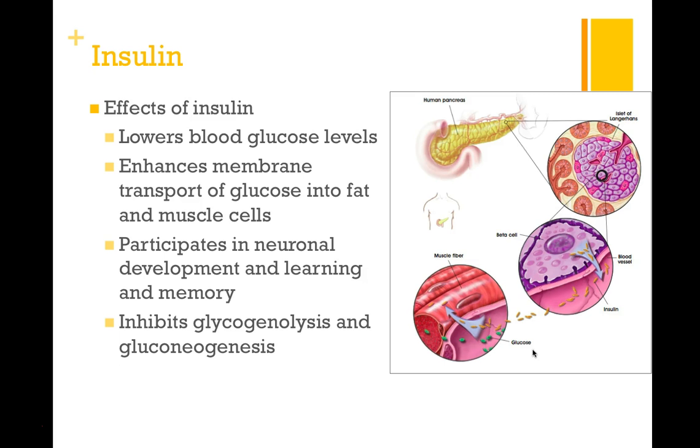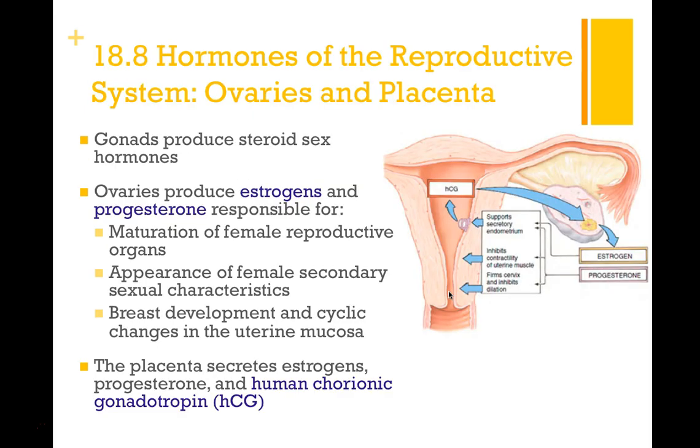It will also enhance membrane transport of glucose into fat and into our muscles. So you could see this glucose moving into our muscle fibers, and it will also participate in neuronal development and learning and memory. It will inhibit those processes we just discussed that glucagon promotes, that being inhibition of glycogenolysis and gluconeogenesis.